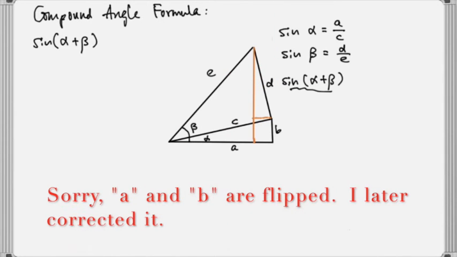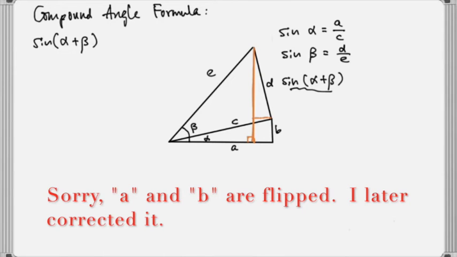I've cleaned up the diagram, and I'm going to retain only the orange line here. The sine of the angle alpha plus beta is going to be the length of this orange line divided by E, its opposite side divided by its hypotenuse. And just to make sure we both understand, this orange line is perpendicular to the base.